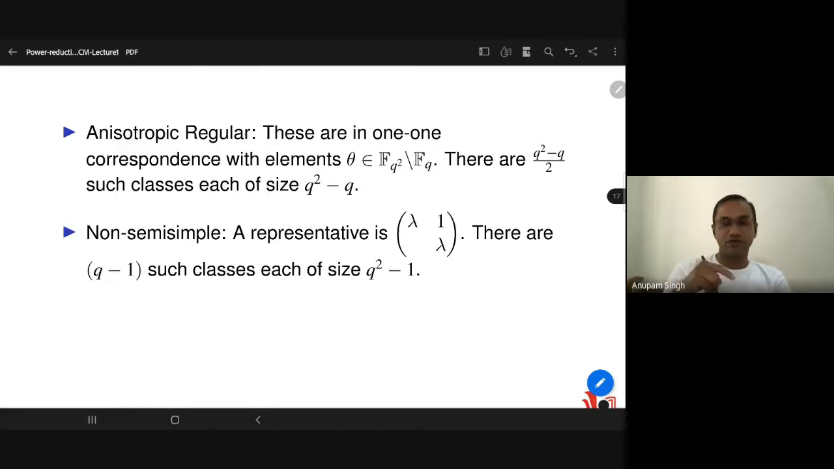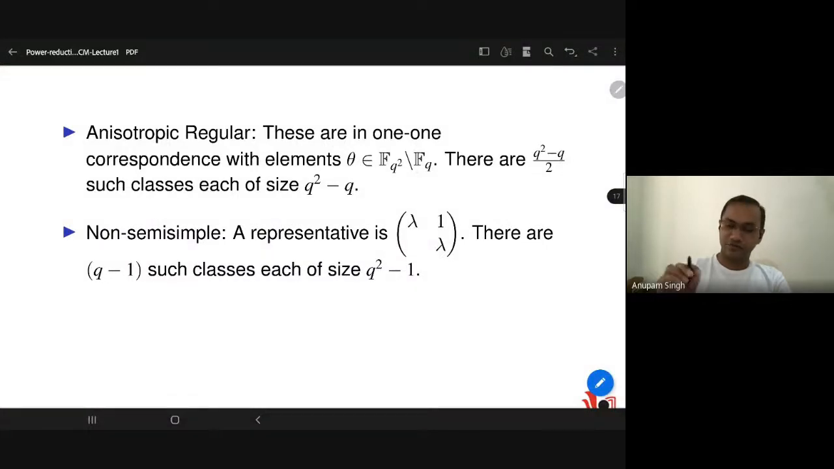So every degree 2 irreducible polynomial, in fact, corresponds to an element here in Fq, because there is a unique extension here. You can think about it. So these are the ones which exactly give you this anisotropic regular element. They are diagonal over the extension Fq square, or of course over an algebraically closed field. And so how many such classes are there? As many as elements in Fq square minus Fq, right?